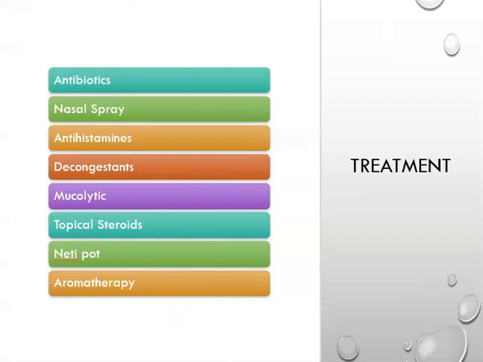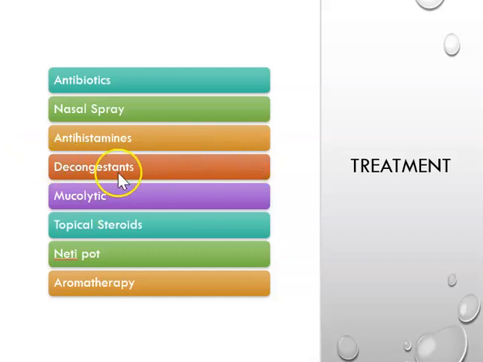Antibiotics will be ordered if symptoms last more than 7 days, so they're not going to be ordering those right away. Nasal spray can be used to help relieve some of the symptoms, but again, you don't want your patients to be using those longer than 3 to 5 days. Antihistamines will decrease nasal congestion and promote sinus drainage. And decongestants are used to reduce mucosal edema and promote sinus drainage.